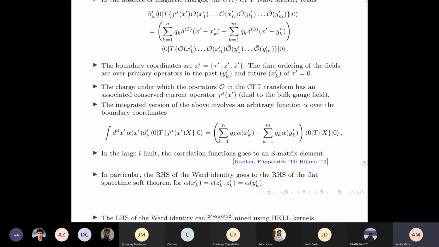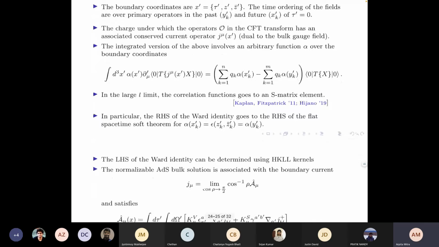If you look at this integrated expression of the Ward identity, here we have to find the equivalence between this alpha x prime and the gauge parameter epsilon, dependent on z and z bar, which I showed in the earlier transparencies. On the basis of this equivalence, we can show that the right hand side of the Ward identity goes to the right hand side of the flat spacetime soft theorem.